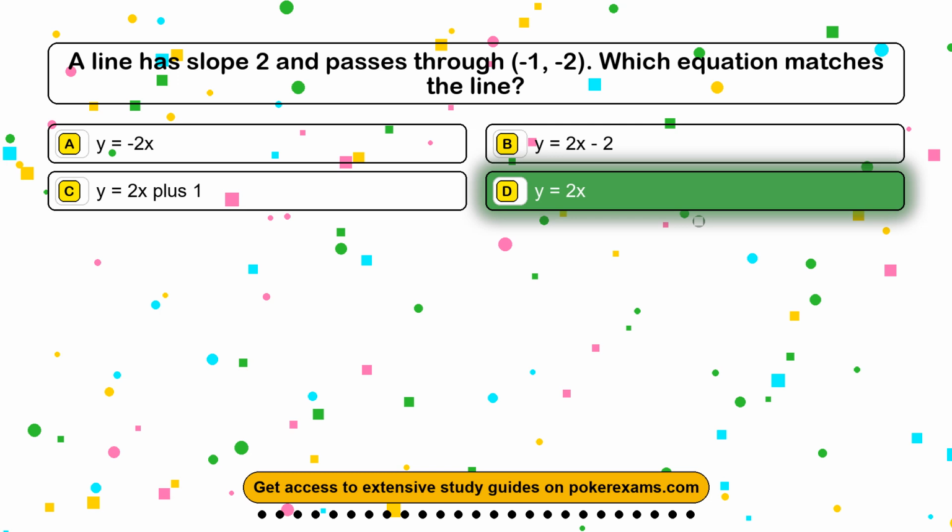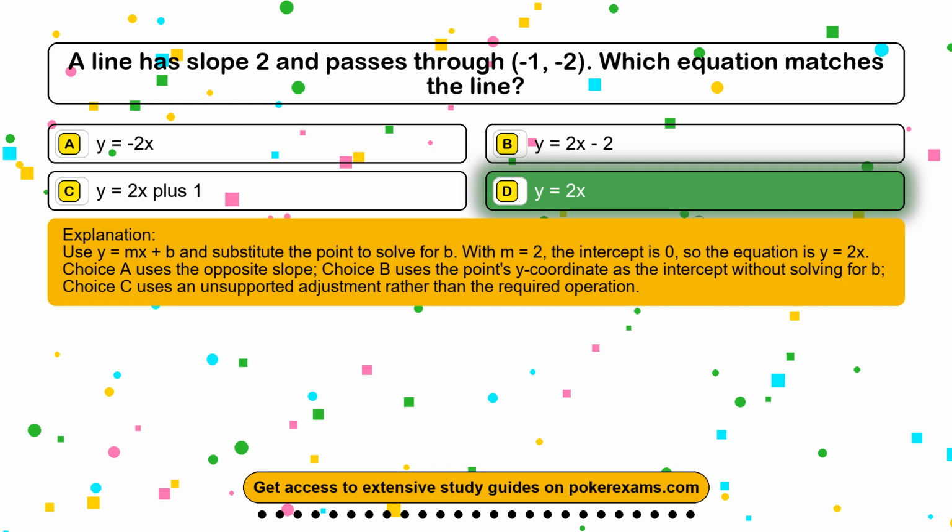The correct answer is option D, y equals 2x. Use y equals mx plus b and substitute the point to solve for b. With m equals 2, the intercept is 0, so the equation is y equals 2x. Choice A uses the opposite slope. Choice B uses the point's y-coordinate as the intercept without solving for b. Choice C uses an unsupported adjustment rather than the required operation.